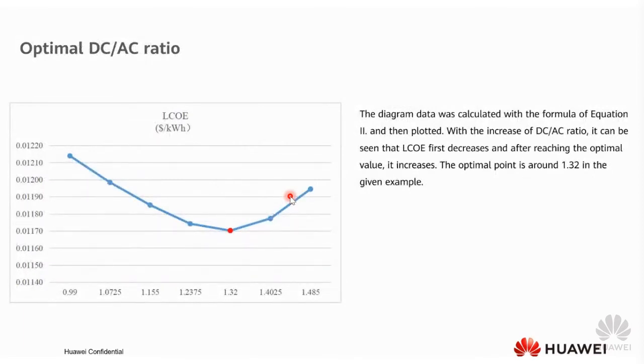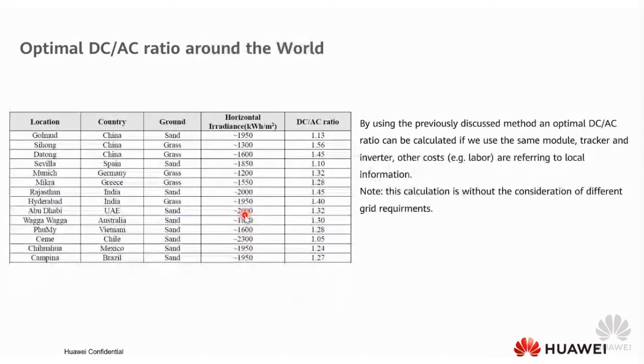And as the two previous diagrams had different negative and positive figures, it can be plotted, and there will be an optimum for the LCOE. In this example, for Spain, the optimal point is 1.32 as the optimal DC-AC ratio. And here are some optimal DC-AC ratios around the world.